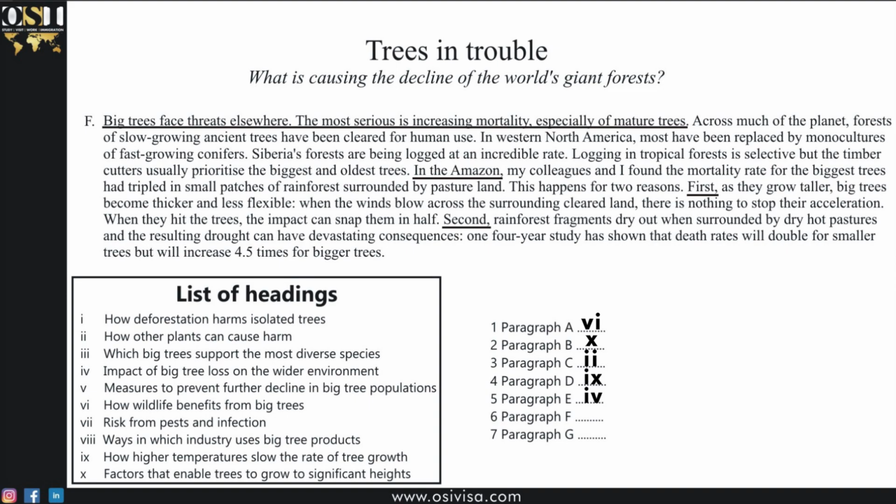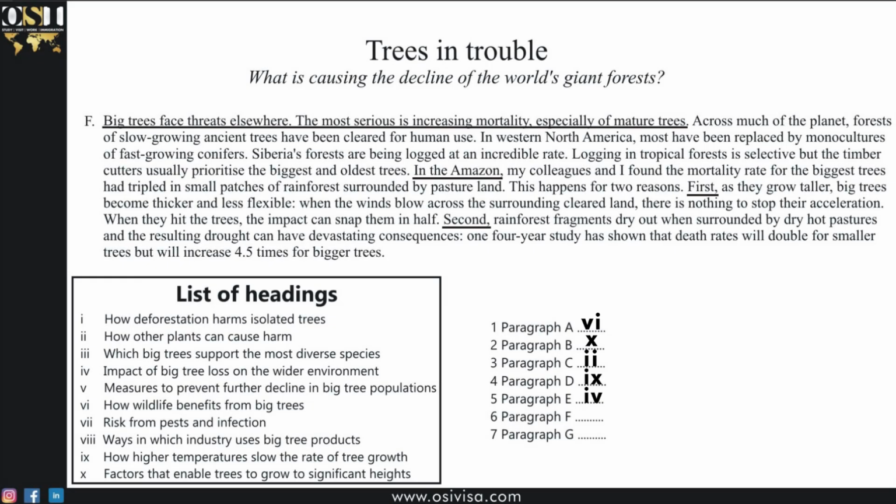First, as they grow taller, big trees become thicker and less flexible. When wind blows across the surrounding cleared land, there is nothing to stop their acceleration when they hit the trees, which means when the wind hits the trees, the impact can snap them in half. So now we know that our title of isolated something has to be correct. Let's look at the title. So it says over here in the title, how deforestation harms isolated trees. It's the first one over here.